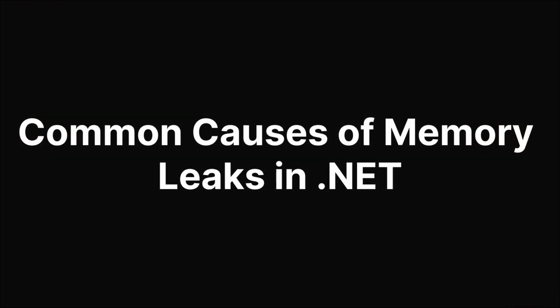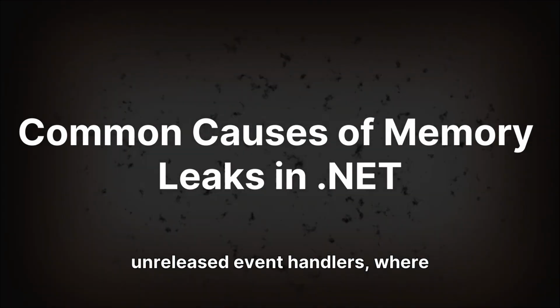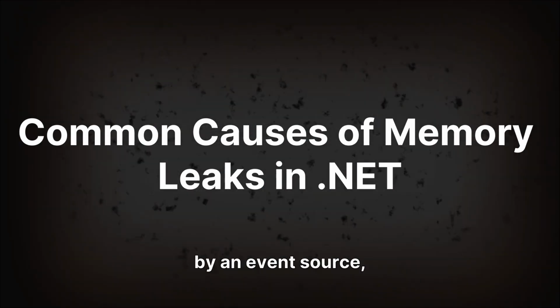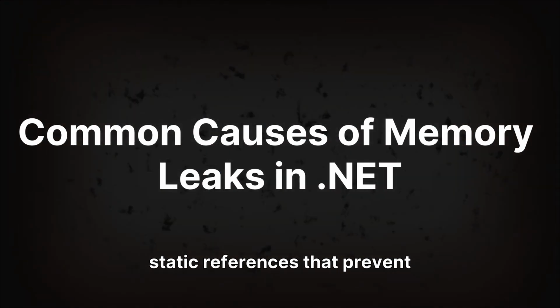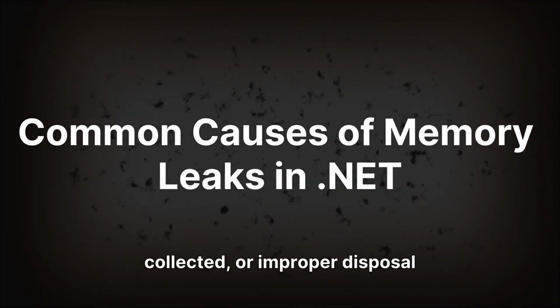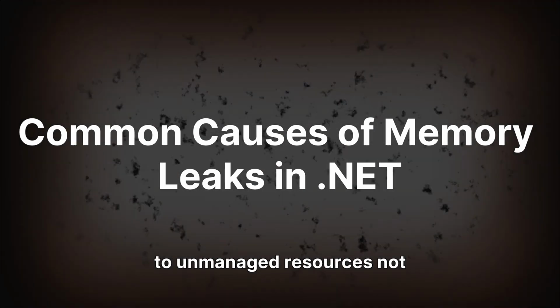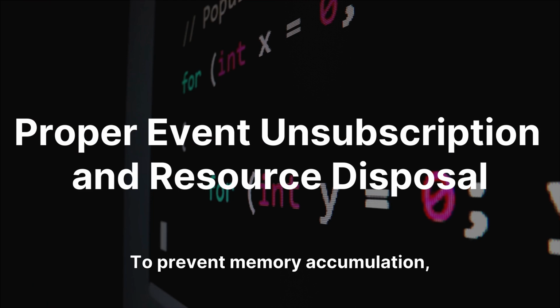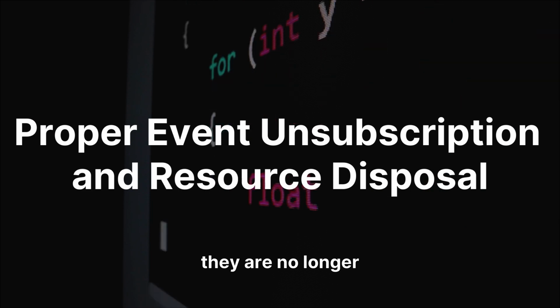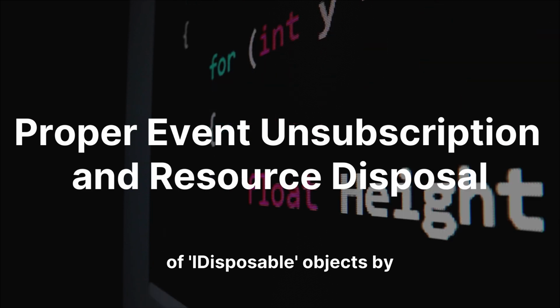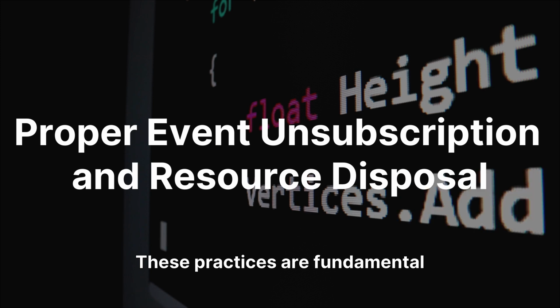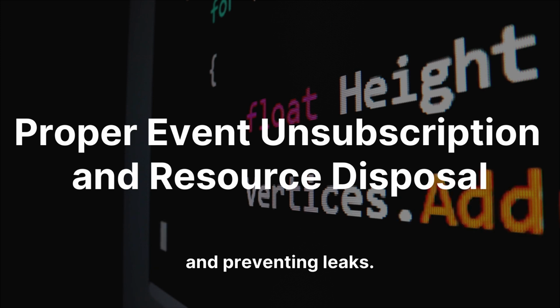Common causes of memory leaks in .NET include unreleased event handlers, where an object remains referenced by an event source, static references that prevent objects from being garbage collected, or improper disposal of IDisposable objects, leading to unmanaged resources not being released. To prevent memory accumulation, always ensure you properly unsubscribe from events when they are no longer needed, and consistently dispose of IDisposable objects by using statements or explicit Dispose calls. These practices are fundamental for timely resource cleanup and preventing leaks.